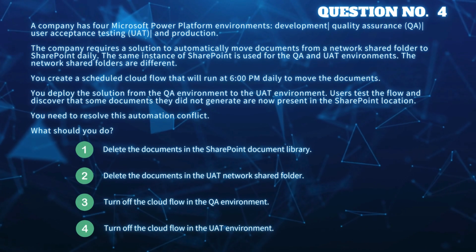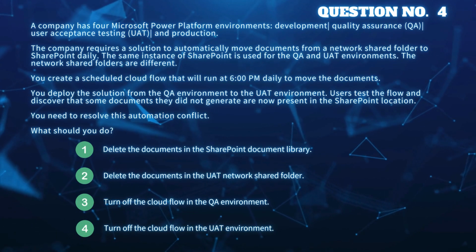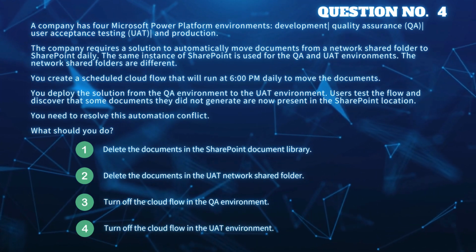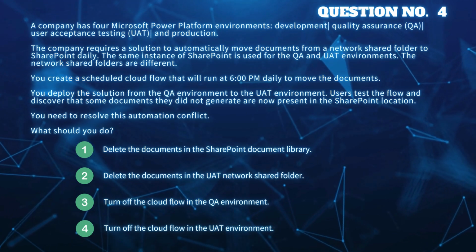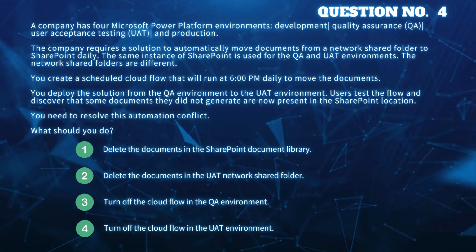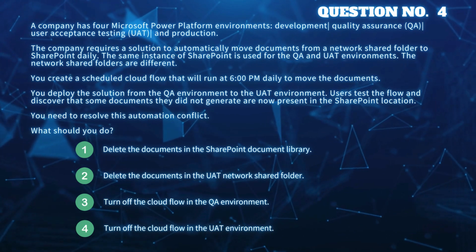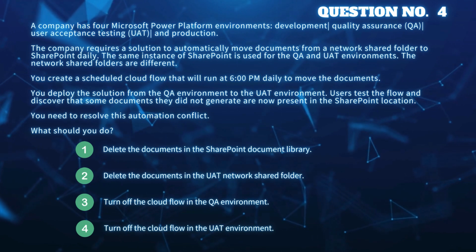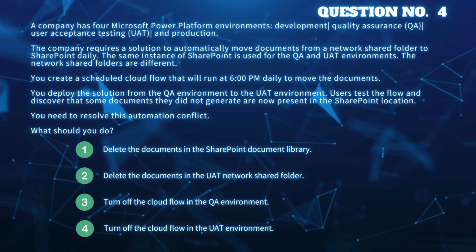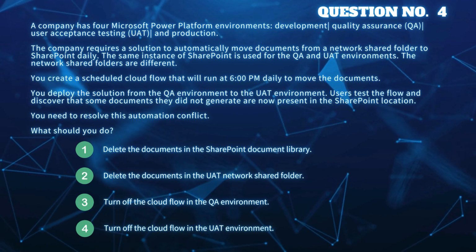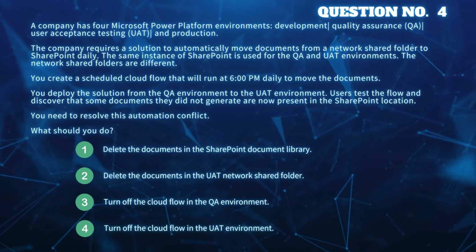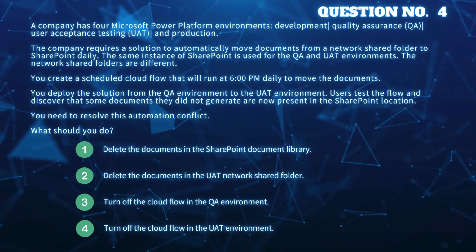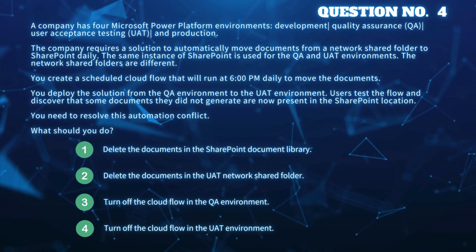A company has 4 Microsoft Power Platform environments: development, quality assurance (QA), user acceptance testing (UAT), and production. The company requires a solution to automatically move documents from a network shared folder to SharePoint daily. The same instance of SharePoint is used for the QA and UAT environments. The network shared folders are different. You create a scheduled cloud flow that will run at 6 p.m. daily to move the documents. You deploy the solution from the QA environment to the UAT environment.